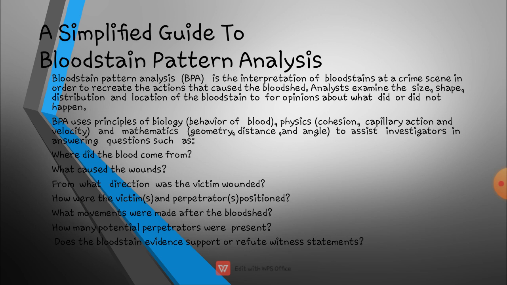Blood pattern analysis is the interpretation of blood stains at a crime scene in order to recreate the actions that caused the bloodshed. These are performed in order to check the events which may occur during the bloodshed event. Analysts examine the size, shape, distribution, and location of blood stains for opinion about what did or did not happen. In simple words, these blood stain patterns are collected for legal purposes which may be held after the crime scene events which occur in any events.